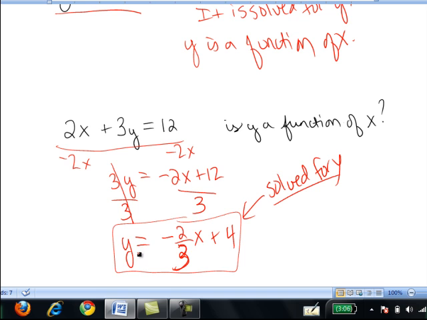And I clearly see there's only one answer. y is negative 2/3 x plus 4. One expression that y is equal to. Again, since I can solve uniquely for y, I know that y is a function of x.